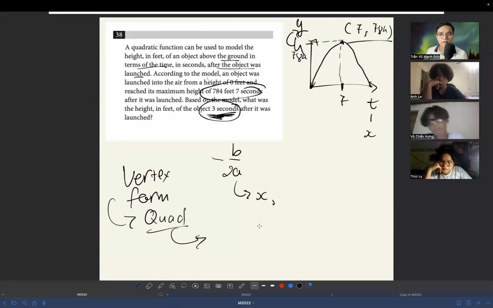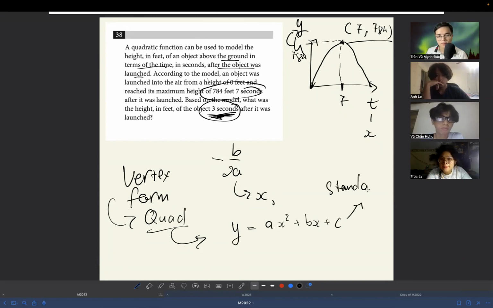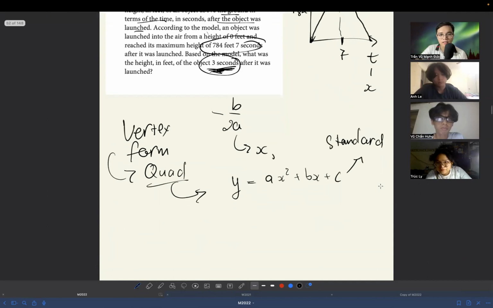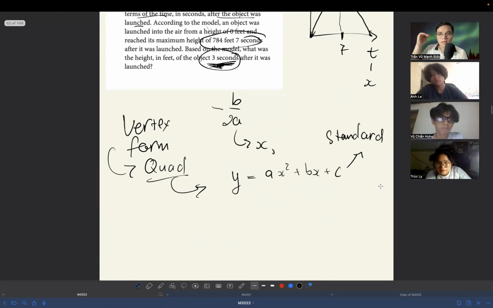All right. You have the vertex form. Can anyone recall what a vertex form is? Anyone remember? Ax squared plus bx plus c. This is the standard form. And the vertex form is the form which makes clear the vertex.